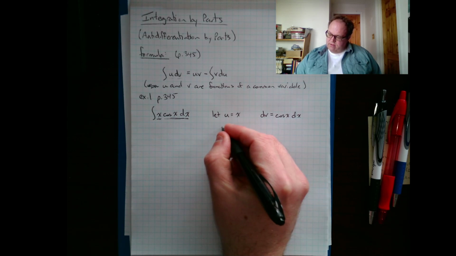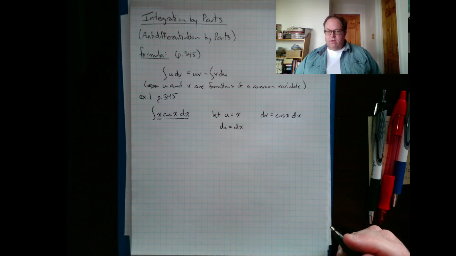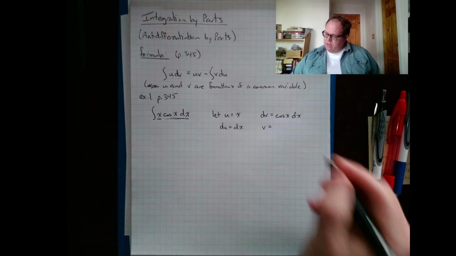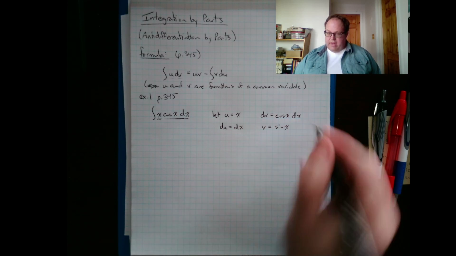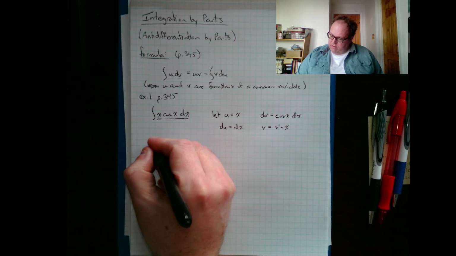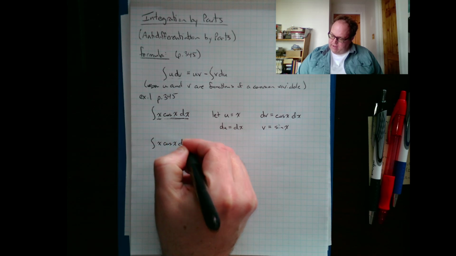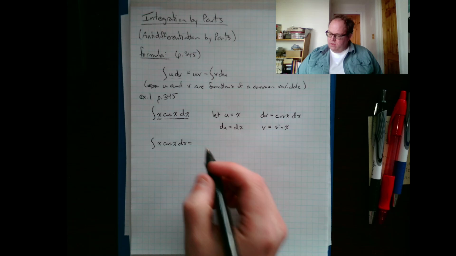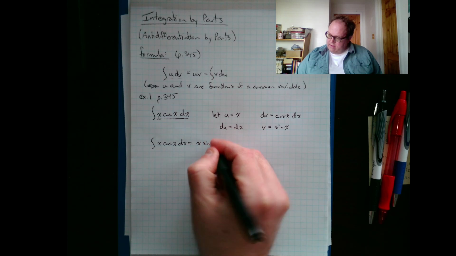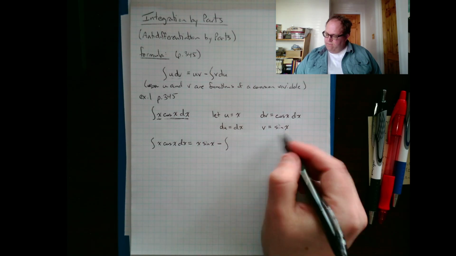If u is equal to x, then du is going to equal dx, fairly straightforwardly. And if dv is equal to cos x dx, then v is just sine x. Now I've got all the pieces I need to fill out this integral. The integral of x cos x dx, or u dv, is going to be u times v, x sine x, minus the integral of v du.